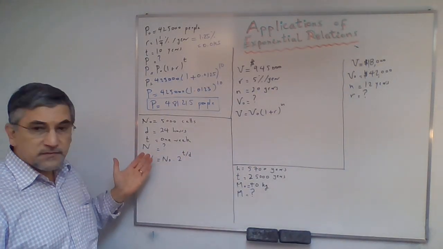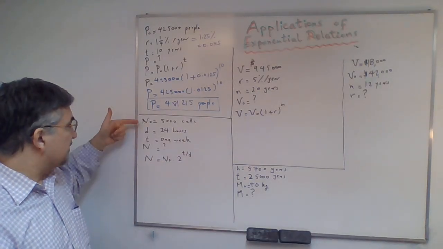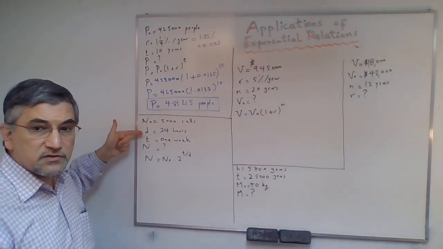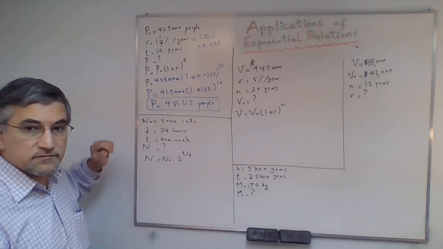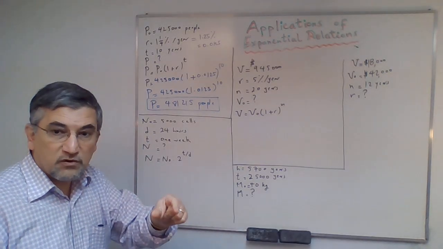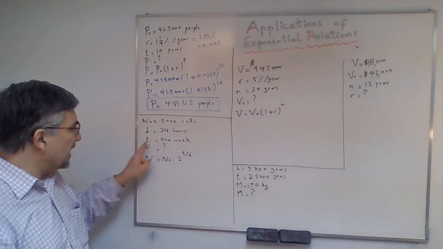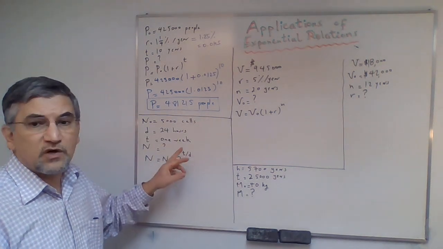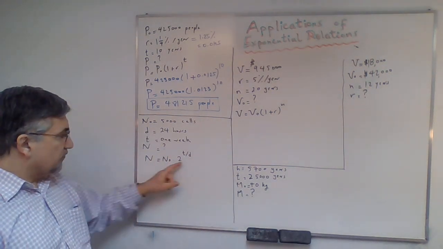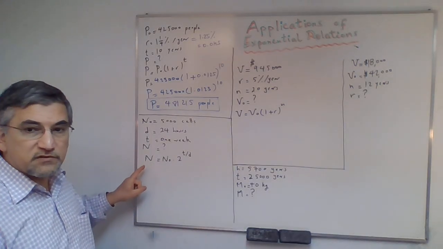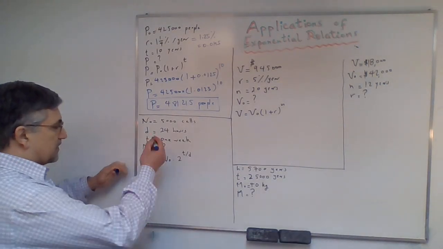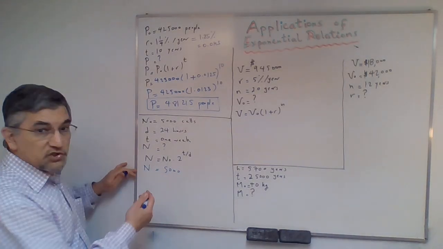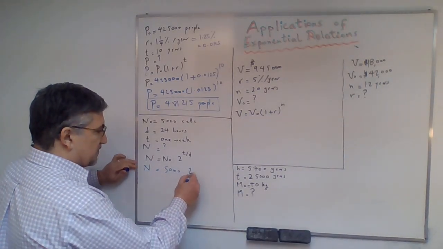Another example here is in a biology lab. We have 5,000 cells, and the doubling period of these cells is 24 hours. So that means that every 24 hours they double. And we want to know how many cells will there be in that culture after 1 week. Okay. The formula is the doubling period formula we use. And I'm going to substitute 5,000 for N sub 0, which is the initial number of cells. The base of the power is 2.